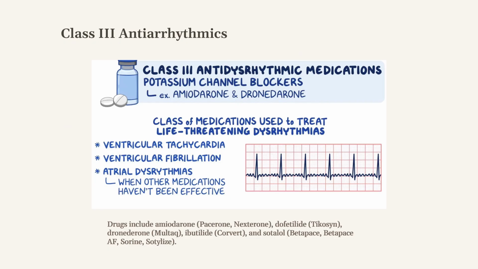Class 3. So these are potassium channel blockers. Amiodarone and dronedarone fall into this class. These are indicated for life-threatening dysrhythmias, VTAC, VFib, or atrial dysrhythmias like AFib or AFlutter when other medications haven't been effective.